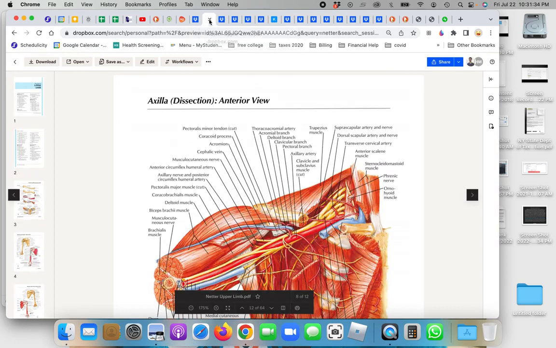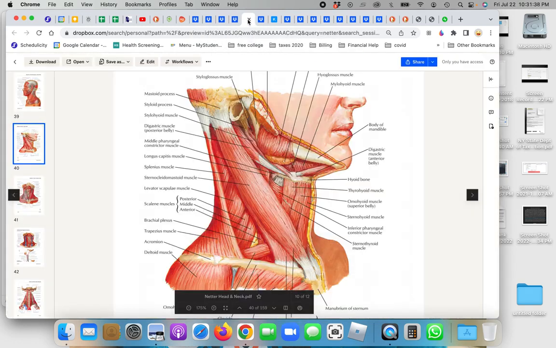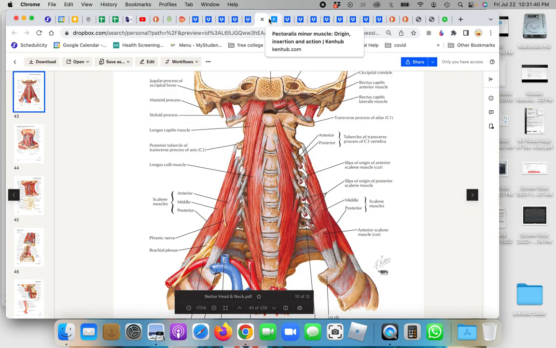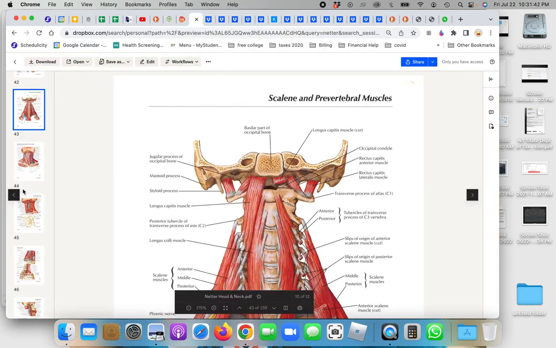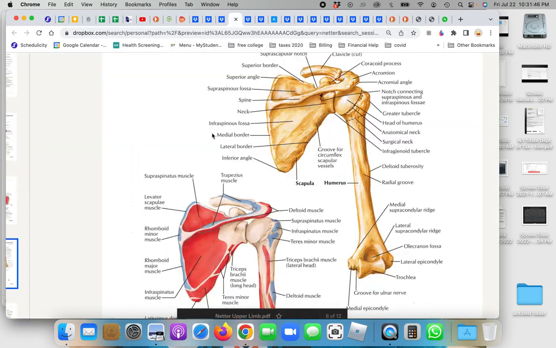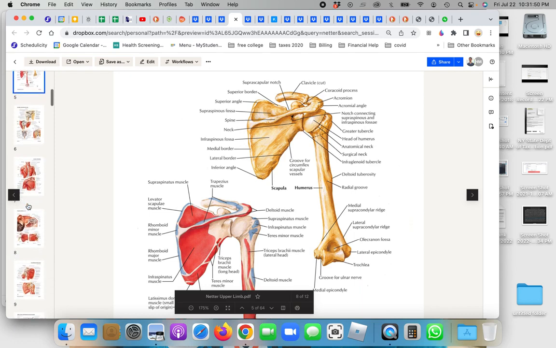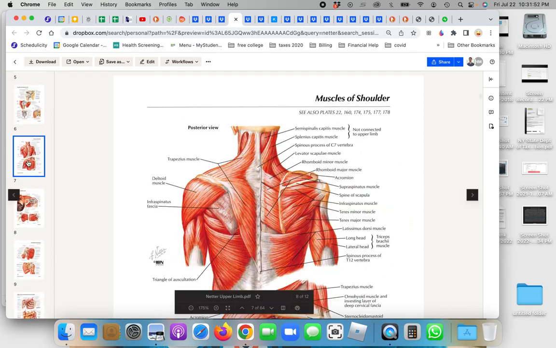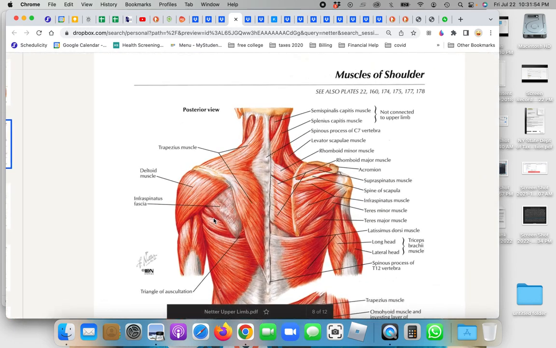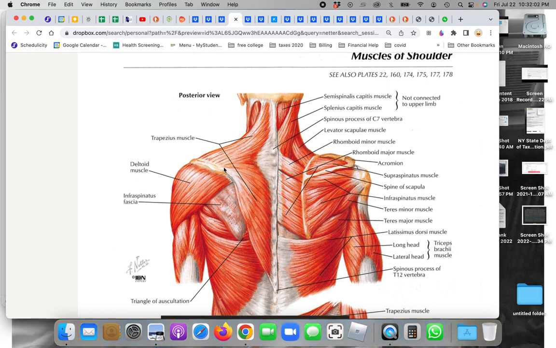And let me see if I can find it. I'm sorry, I had this stuff in order and I managed to get it wonderfully out of order. Hooray me. If we look at a larger view of the trapezius muscle, here we go. Here's the spine of the scapula. You can see the fibers of the trap attaching to the spine of the scapula.